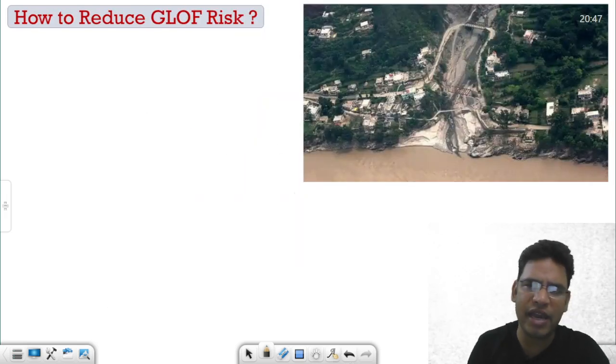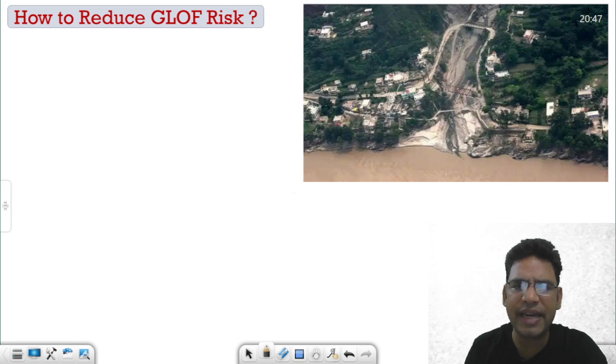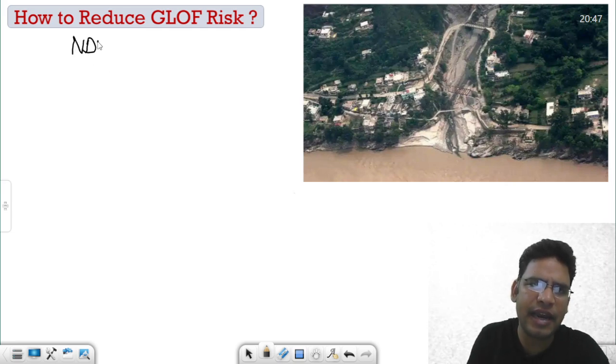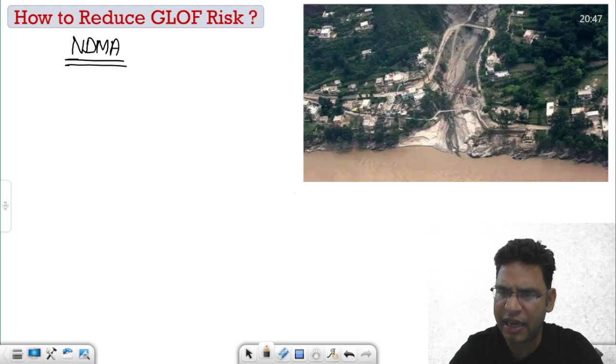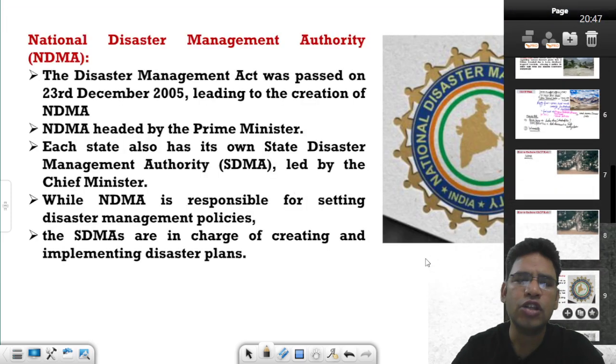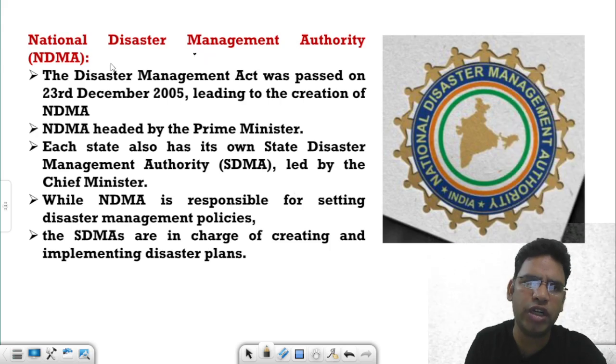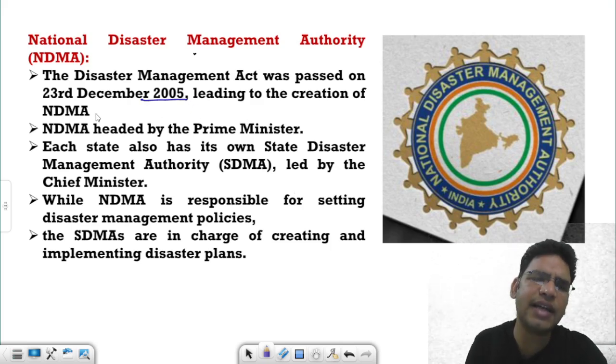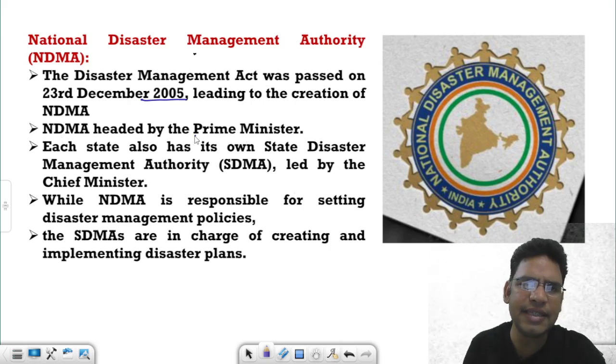And NDMA, नेशनल डिजास्टर मैनेजमेंट, इसके लिए अपने पास क्या है, NDMA. लेट मी क्विकली गो थ्रू NDMA, है ना? तो NDMA को एक बार क्विकली रिविजिट कर देते हैं, एंड देन वी विल गेट बैक टू दिस, राइट? सो नेशनल डिजास्टर मैनेजमेंट अथॉरिटी, this is an act which was passed by the Parliament of India in December 2005, right? And this is an act of the Parliament which created this body called NDMA. NDMA is headed by the Prime Minister.